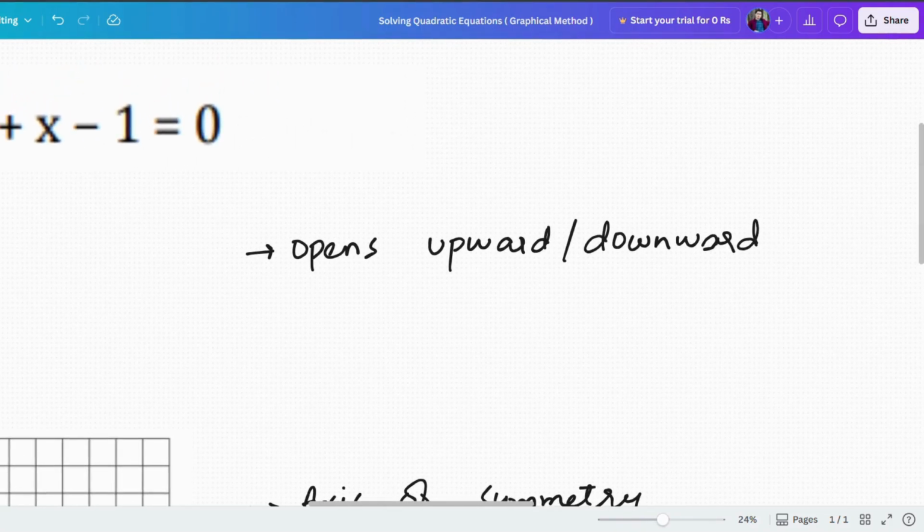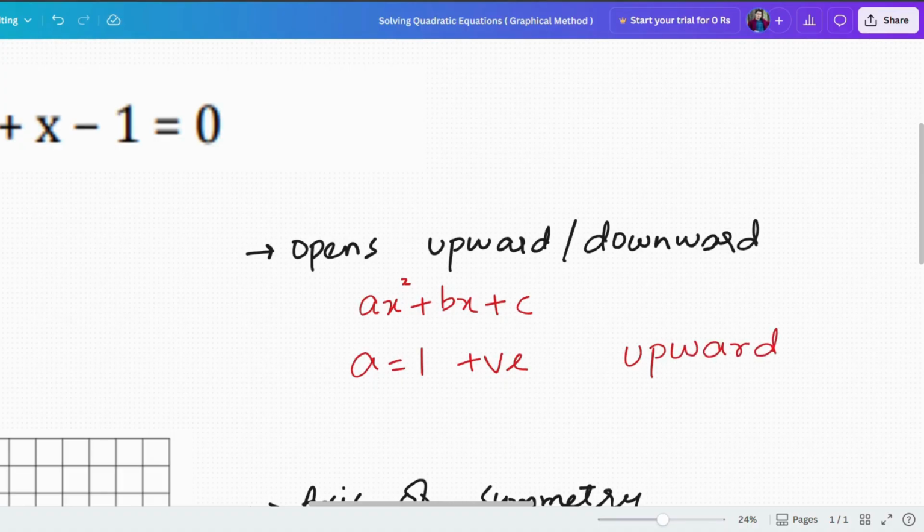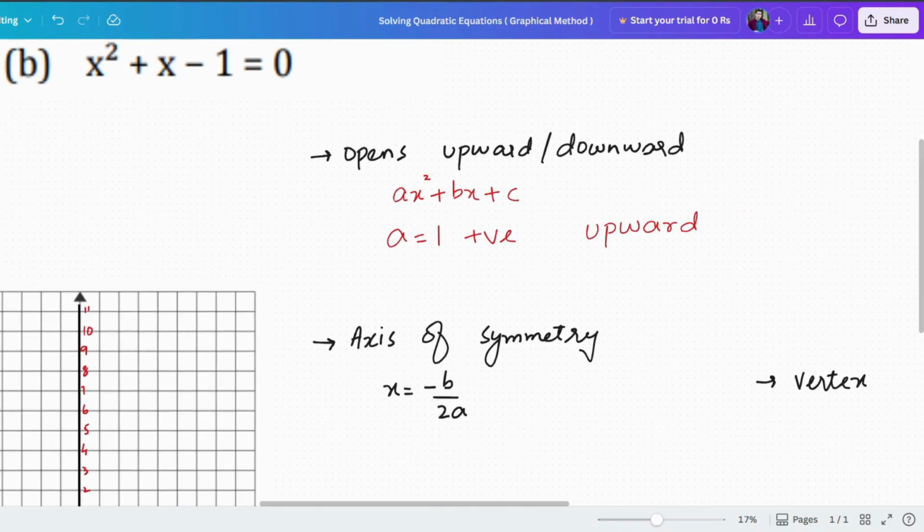As you can see, if you compare it with ax squared plus bx plus c, it means that I have a equivalent to 1 for this one as well, which is positive. So the parabola will be opening upward as well. Now the second thing is, let's find out the axis of symmetry. We know that a is equivalent to 1, b equals 1 as well, but c is equivalent to negative 1, right? So I'll put the values into the expression: minus b over 2a, so I'll put minus 1 over 2 into 1. So I get the axis of symmetry to be equivalent to minus 1 over 2.